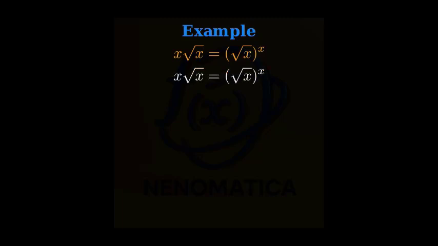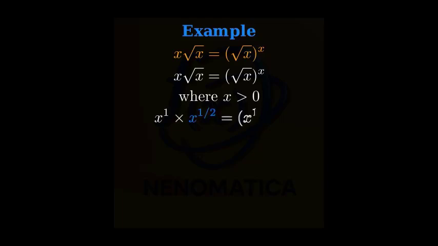Let's solve this exponential equation step by step. First, let's understand what we're working with. In this equation, we have x times the square root of x on the left side, and the square root of x raised to the power of x on the right side. We'll assume that x is greater than 0 to ensure all terms are well defined. To solve this equation, we'll rewrite both sides using exponent notation.